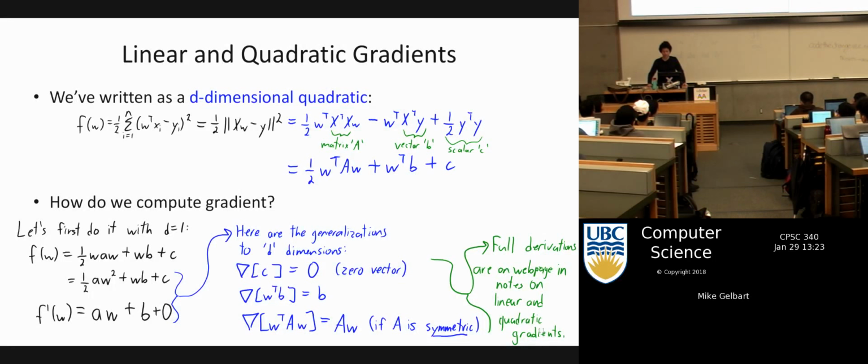Okay, so to generalize our rules of taking derivatives to matrix situations, the derivative or gradient of a constant is still 0, like you would expect. It doesn't involve W. It doesn't change as you change W. The derivative of a linear function is just that constant, just like you would expect. And the derivative of the quadratic is just a linear function. And this last piece holds true if A is symmetric. And if you look at our A matrix from up there, it's X transpose X, which is symmetric by definition. In other words, if you transpose it, you just get X transpose X back again.